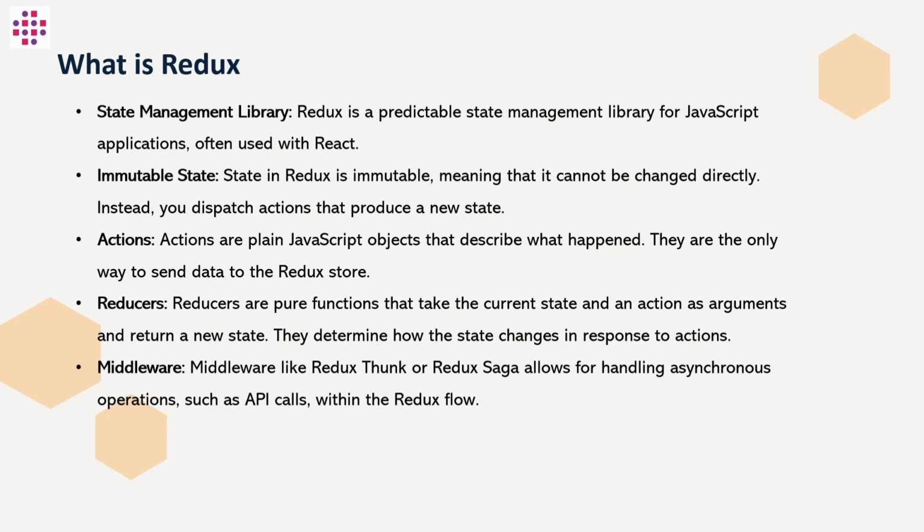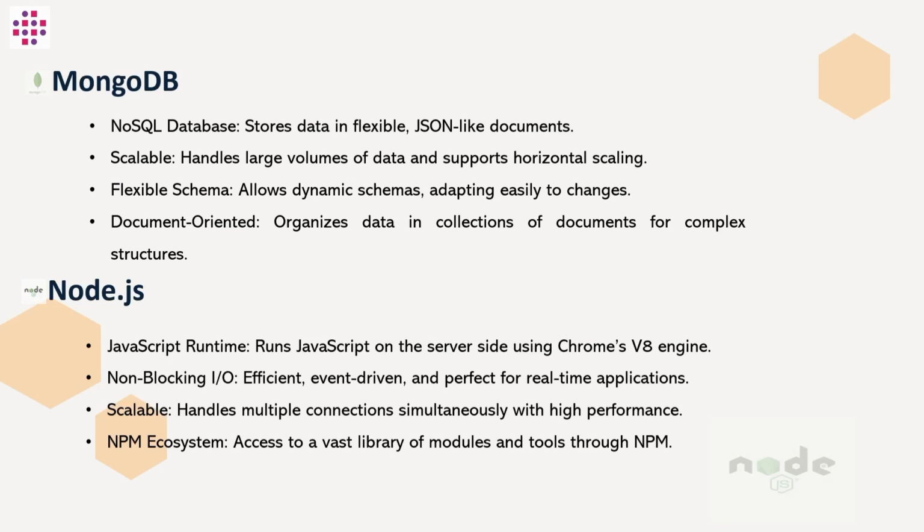Reducers are functions that take the current state and an action. They return the new state. They determine how the state should change based on the action received. Think of the reducer as a decision maker that updates the state according to the action. What is middleware? Middleware like Redux Thunk and Redux Saga allows Redux to handle asynchronous tasks such as making API calls. Come to the next slide.